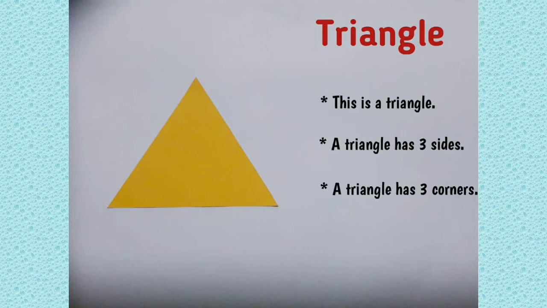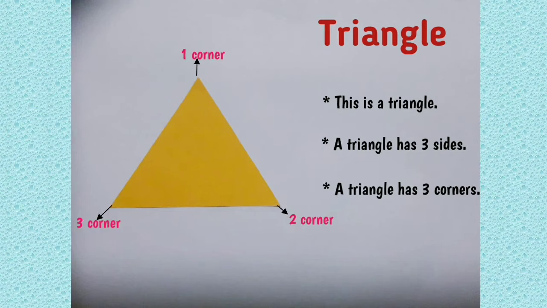A triangle has 3 corners. How many corners are there in a triangle? There are 3 corners in the triangle. So, let's see the 3 corners of the triangle. First corner of the triangle. This is the second corner of the triangle. And this is the third corner of the triangle. How many corners are there in a triangle? There are 3 corners in the triangle.